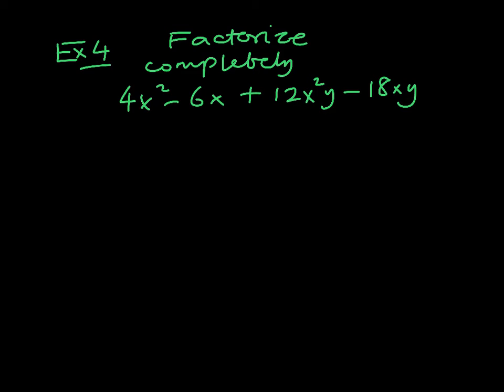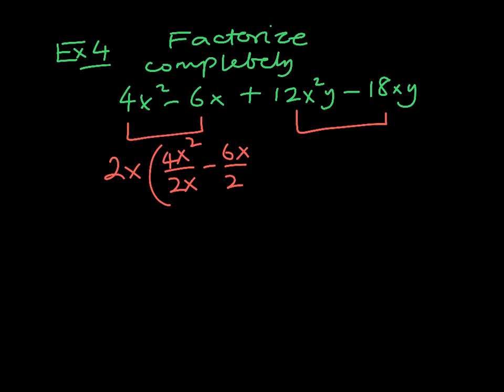So factorize completely 4x squared minus 6x plus 12x squared y minus 18xy. So what's common between 4x squared and 6x? Yes, the common factor here is 2x. Okay, so 2x into 4x squared divided by 2x minus 6x divided by 2x. Plus, what is common between 12x squared y and 18xy? Well, between 12 and 18, 6 is common, and then xy appears to be common to both of them.